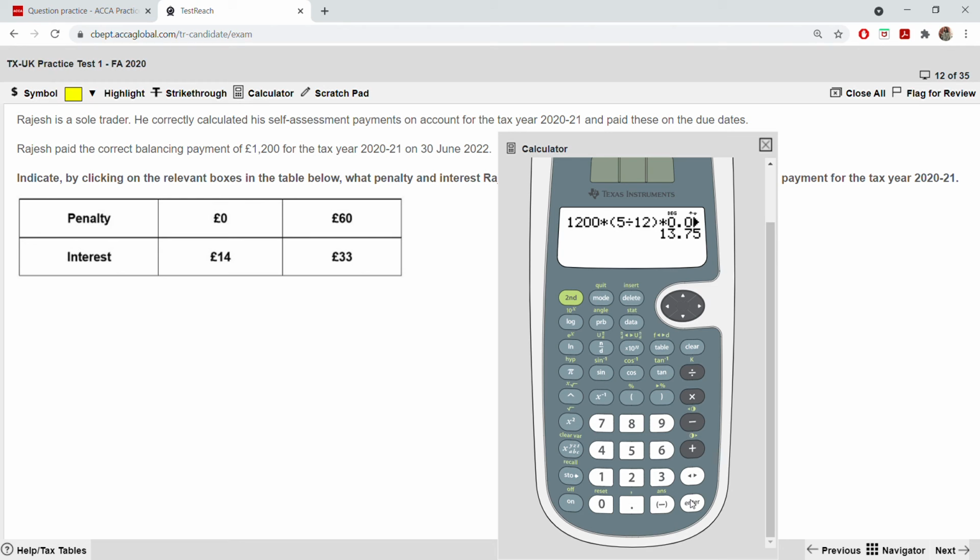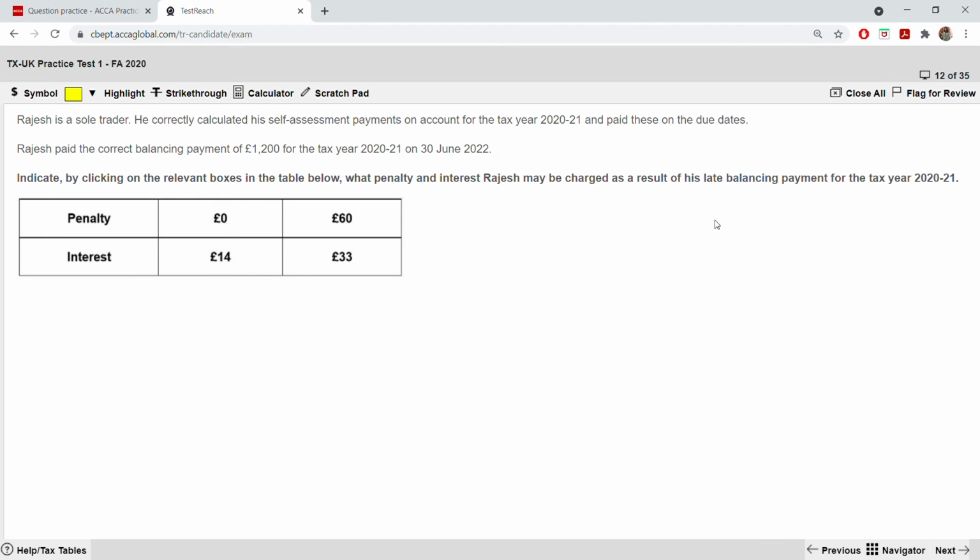So don't break your head about why you didn't get exactly 14. You will not get an exact figure because the interest rate is 2.75%, so you will not get an accurate answer. So it's 14. Penalty.